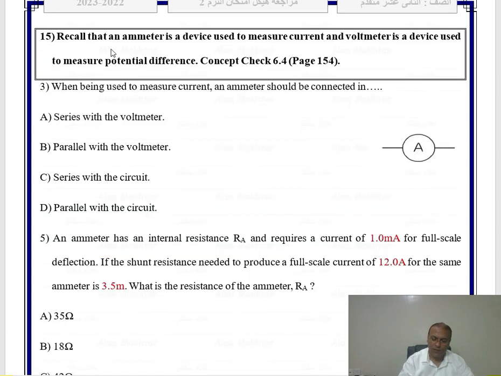Question number 15. Recall that an ammeter is a device to measure current. The ammeter is connected in series in the circuit. The ammeter has a small resistance, and the voltmeter is a device to measure potential difference. The voltmeter is connected in what? In parallel, and the voltmeter has a high resistance. When being used to measure current, an ammeter should be connected in series with what? In series with the circuit.